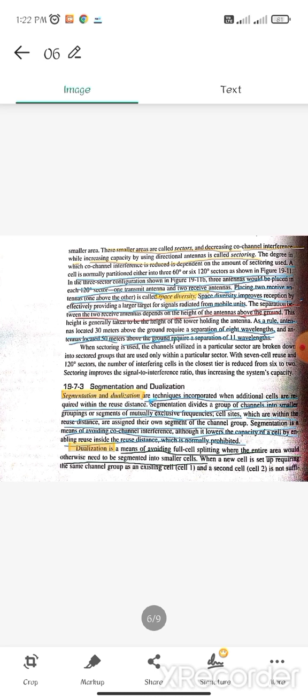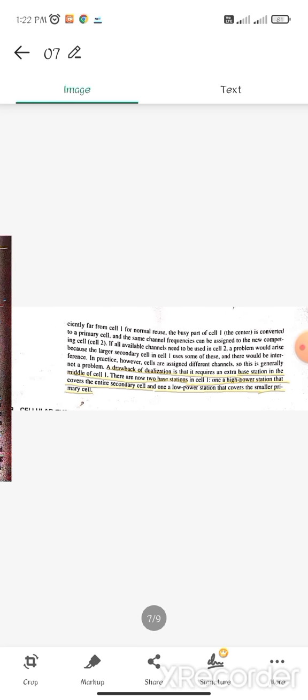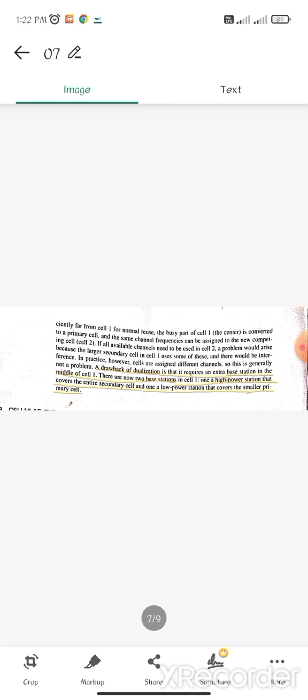So dualization is avoiding full cell splitting, where the entire area would otherwise need to be segmented into smaller cells. There is a drawback in the dualization, that is it requires an extra base station in the middle of the cell. So there are two base stations in the cell, one a high power station that covers the entire secondary cell, and the second a lower power station that covers the smaller primary cell.